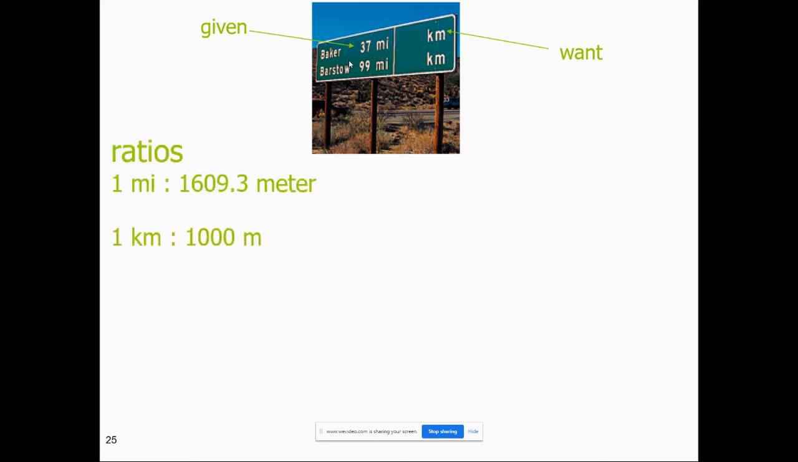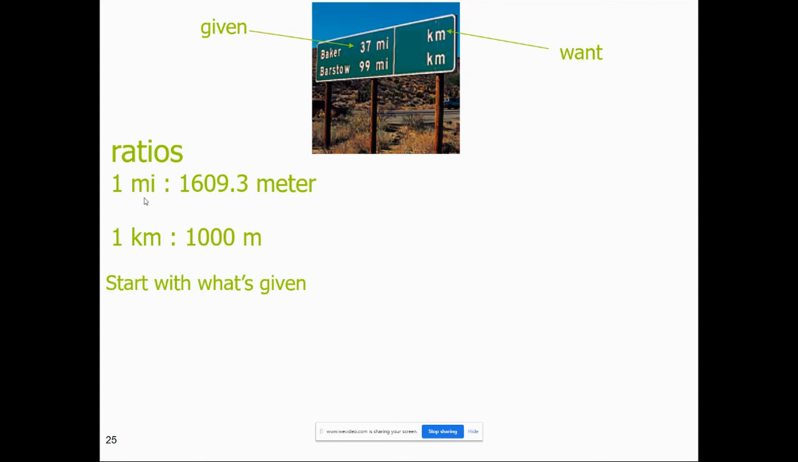We know a ratio that we know is that 1 mile is equal to 1609.3 meters. We know also that 1 kilometer is equal to 1,000 meters. Wait, this is going to be a 2-step problem. We're going to go through this quickly, and then tomorrow we will work on 2-step problems. Or next class period, we'll work on 2-step problems.